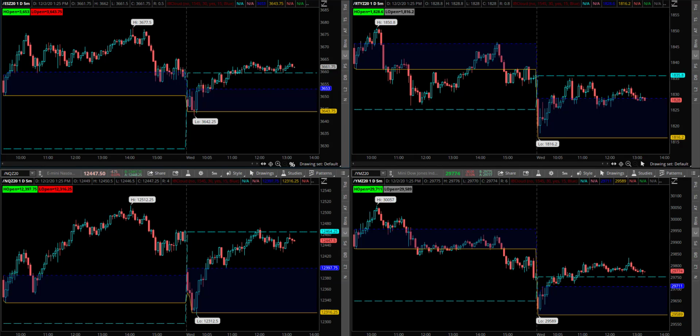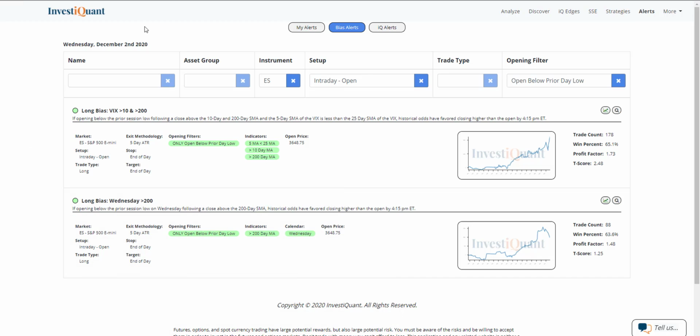But what I want to do this afternoon is follow up on the study that we looked at this morning out of our bias alerts. It did end up triggering. I wasn't sure if it was going to because I wasn't sure if we were going to open below the prior day low, but we did. And that made that pattern true for today.